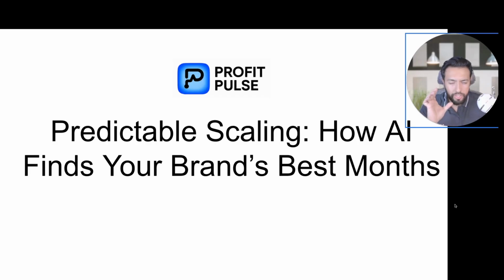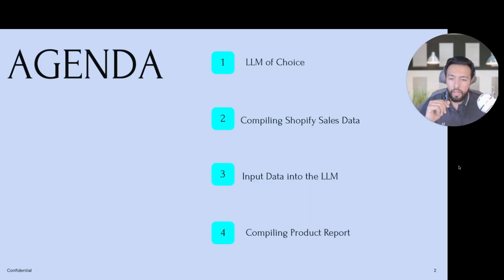All right, so this is how my agency at Profit Pulse Media can predictably scale, leveraging AI to find your brand's best months. And we'll go over how to choose the LLM, compiling Shopify sales data, inputting that data into the LLM, and lastly, compiling a report based on those findings.